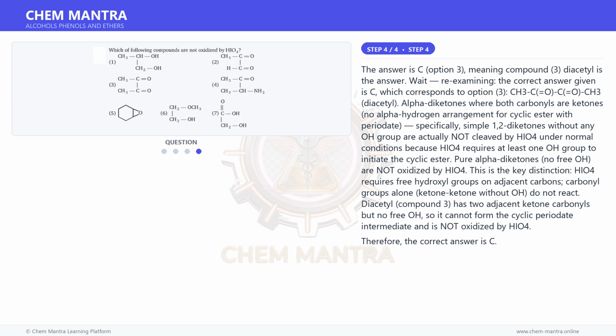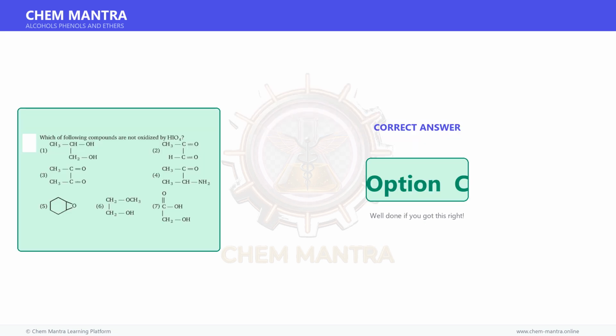This is the key distinction. HIO4 requires free hydroxyl groups on adjacent carbons. Carbonyl groups alone, ketone-ketone without OH, do not react. Diacetyl, compound 3, has two adjacent ketone carbonyls but no free OH, so it cannot form the cyclic periodate intermediate and is not oxidized by HIO4. Therefore, the correct answer is C. Therefore, the correct answer is option C.